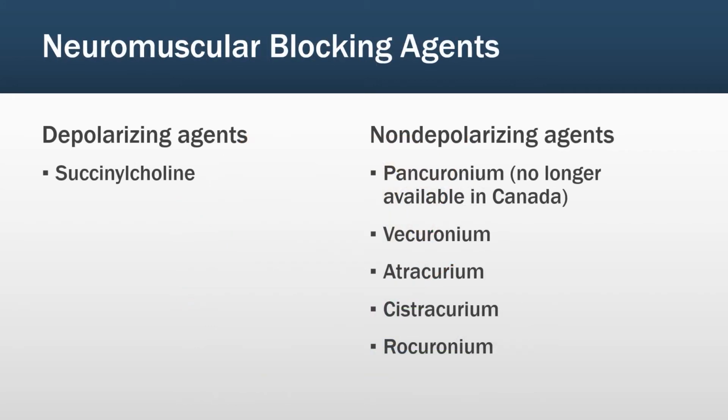Here are the common neuromuscular blocking agents we see in critical care. I already mentioned succinylcholine, which is the only clinically relevant depolarizing agent that we use. On the non-depolarizing agent side, there is pancuronium, which was very commonly used previously, but we no longer can get it in Canada. Vecuronium, atracurium, cisatracurium, and rocuronium are the other standard paralytics we would use in the critical care setting.